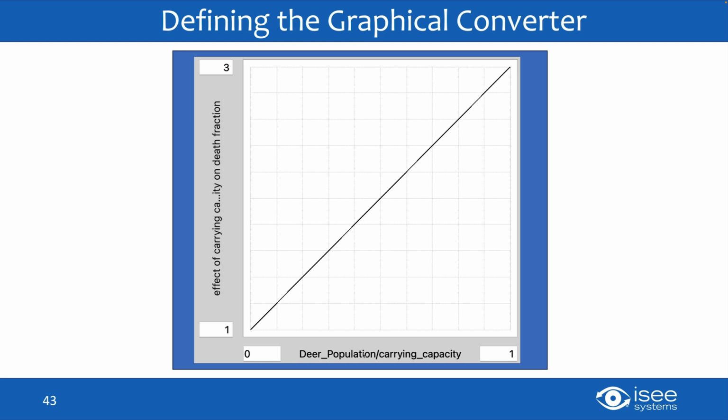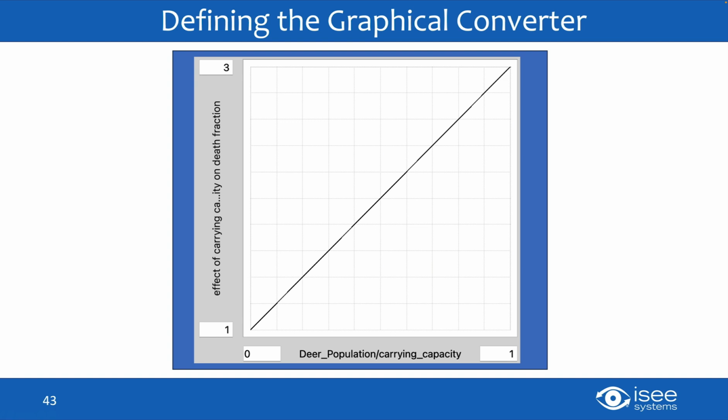First, the horizontal axis should always be defined as a ratio, often comparing a stock value, the numerator, with a fixed value in the denominator. In this case, the denominator is the carrying capacity. This ratio can have a smallest value of 0, no deer are present in the environment, or a largest value, for simplicity's sake, of 1. The deer will not exceed the carrying capacity.